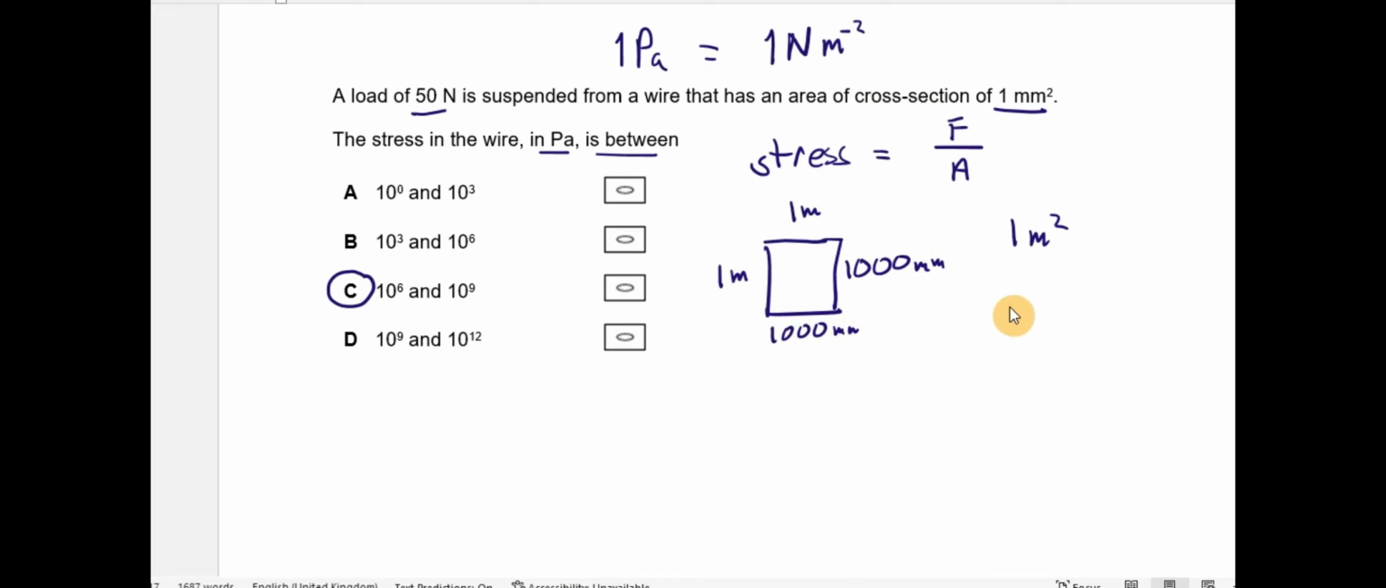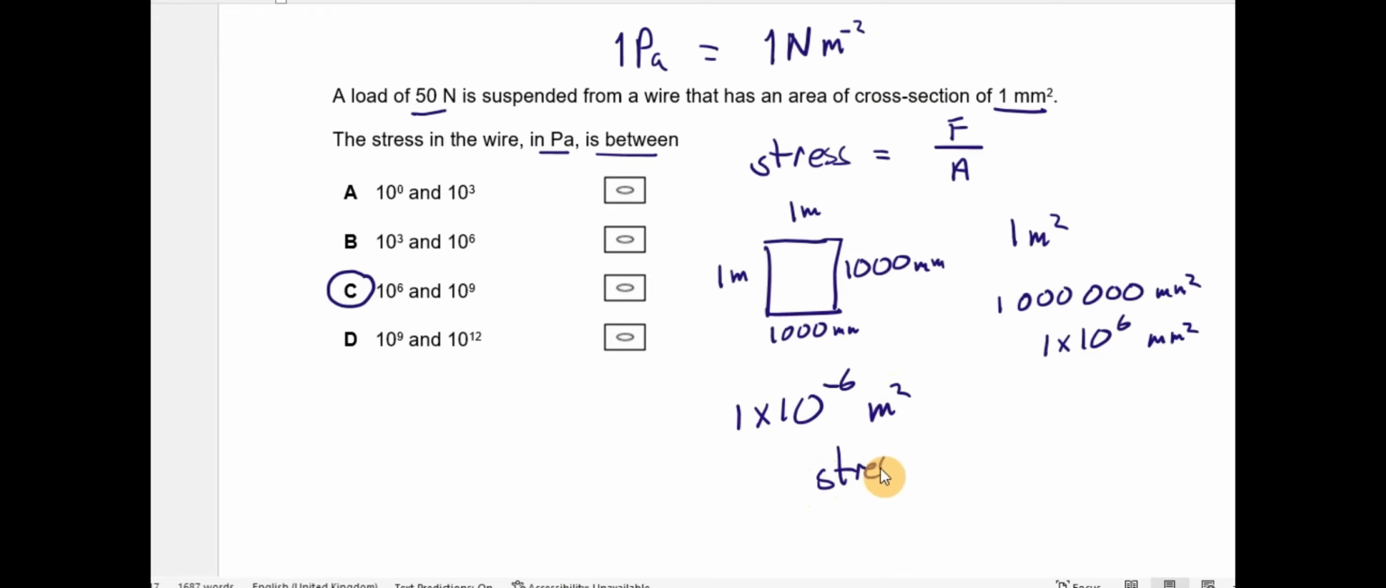That means its area is also 1 million millimeters squared, or 1 times 10 to the 6 millimeters squared. So 1 millimeter squared is 1 millionth of a meter squared. So 1 millimeter squared is 1 times 10 to the minus 6 meters squared. So I can put those numbers into the equation.